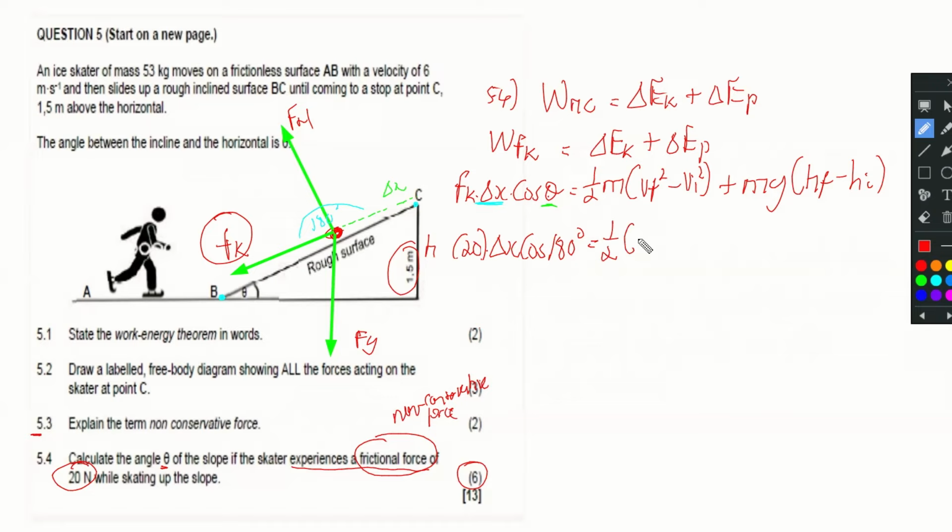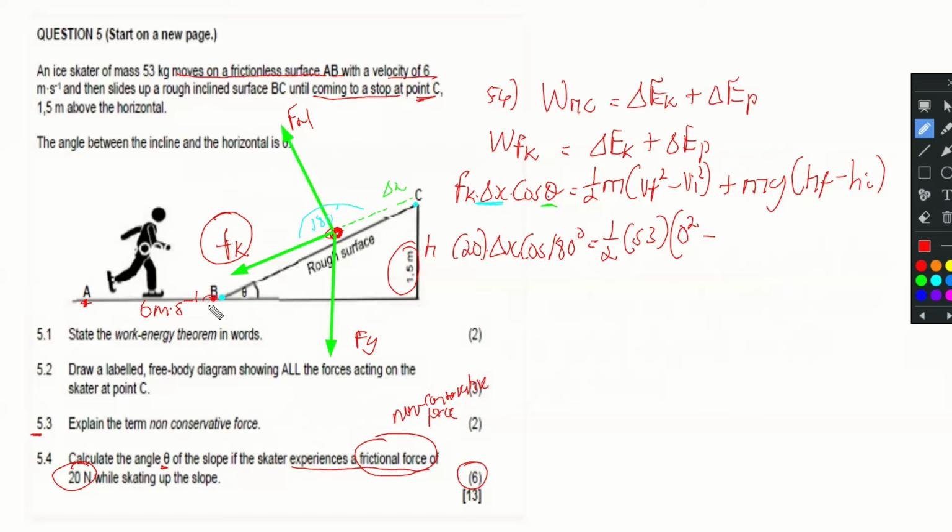The mass is 53. And then a final velocity. Note that when we read there, they said it's coming to a stop at point C. So coming to a stop means the final velocity will be 0. And then initial velocity, they said it moves on a frictionless surface AB with a velocity of 6 meters per second. So at this point from A to B, it was moving at a constant velocity of 6 meters per second, meaning from point A, it's 6 meters per second, all the way to point B, it's 6 meters per second.